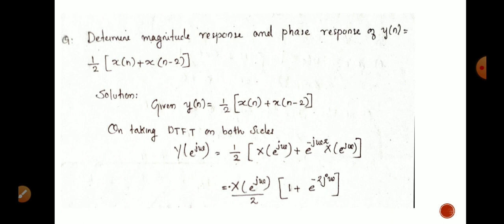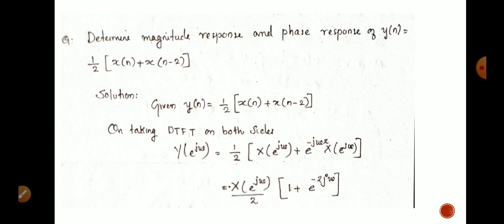This is the first question. Determine magnitude response and phase response of y of n equal to 1 by 2 into x of n plus x of n minus 2. We have the differential equation of the system as y of n equal to 1 by 2 into x of n plus x of n minus 2.